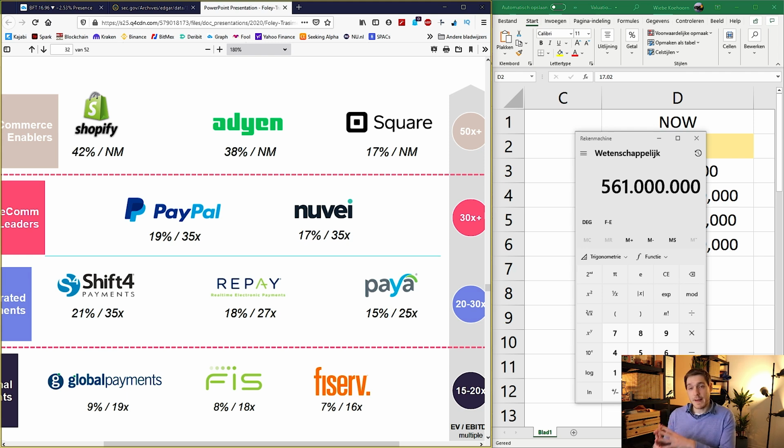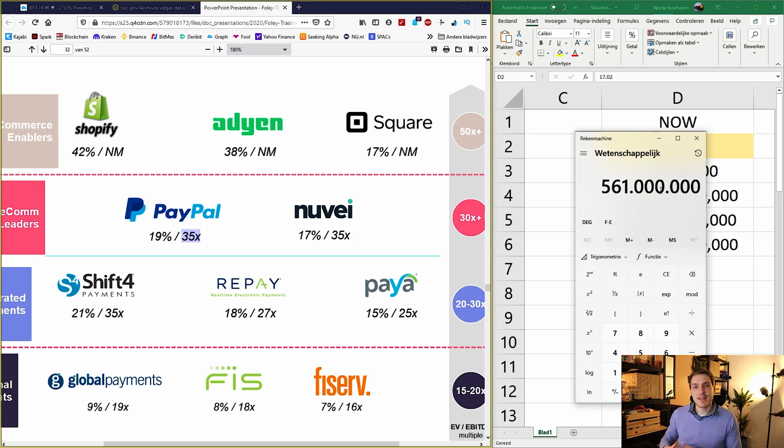On the low end, for Paya, the multiple is 25x. On the high end, for PayPal, Nuvei, Shift4, it is 35x. So these are the 2 multiples we're going to use to create a range of multiples, 25 to 35. Okay. So we now have our EBITDA of 2021, which, as we said in the beginning, a few minutes ago, is $561 million.